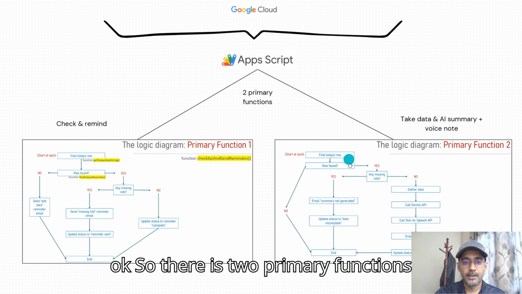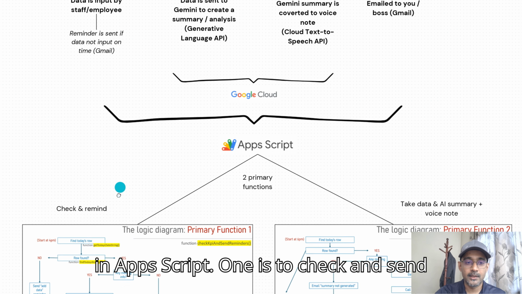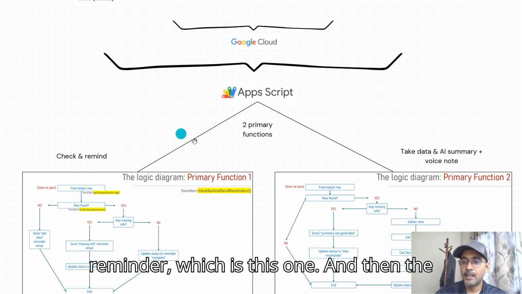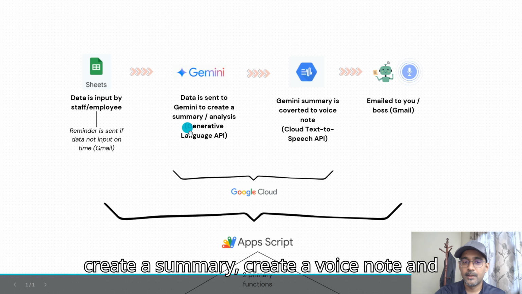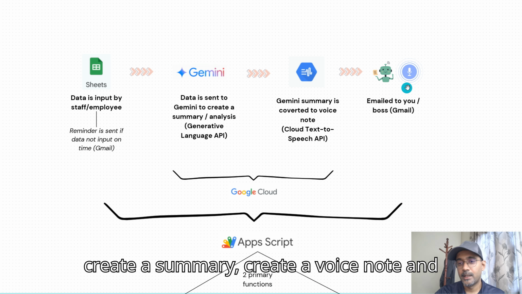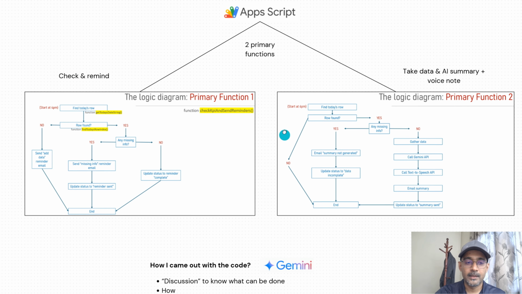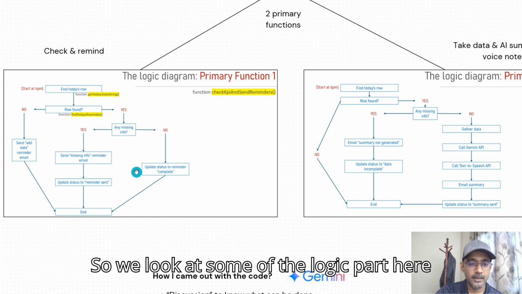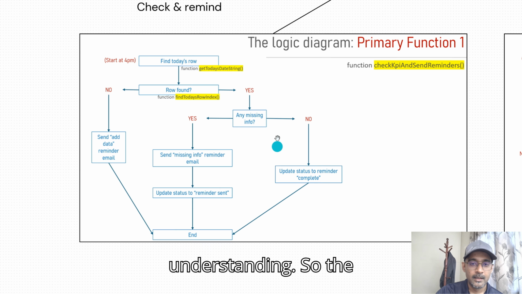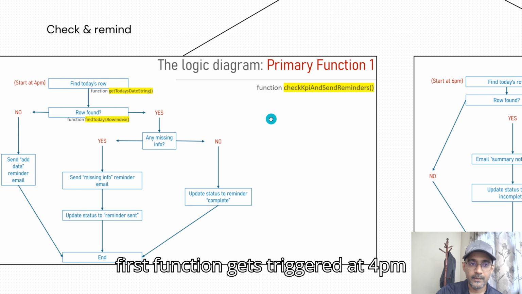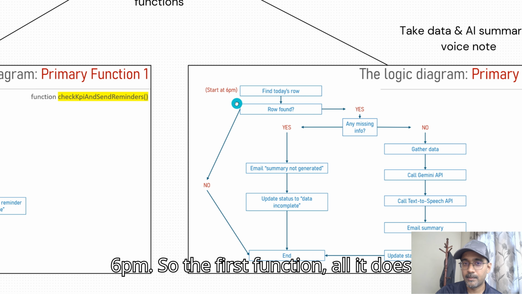So there are two primary functions in Apps Script. One is to check and send reminder, and the other one is it's going to take the data, create a summary, create a voice note, and then send the voice note through Gmail. So we look at some of the logic part here so that you'll get a better understanding. The first function gets triggered at 4 p.m. and the second function gets triggered at 6 p.m.